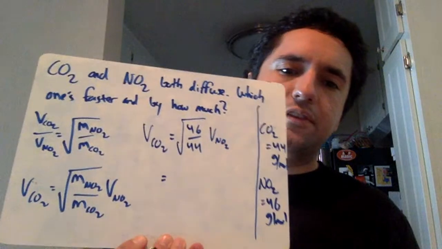All right, so you're going to have 46 over 44, to the 1/2 power. I don't have my calculator on me, so I'm just going to do this over here real quick. It's the 1/2 power. Yeah, so it's not that much faster. You get 1.022.